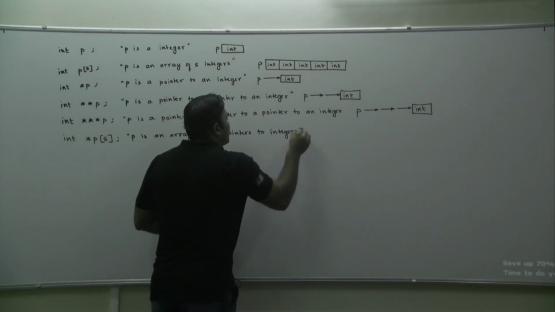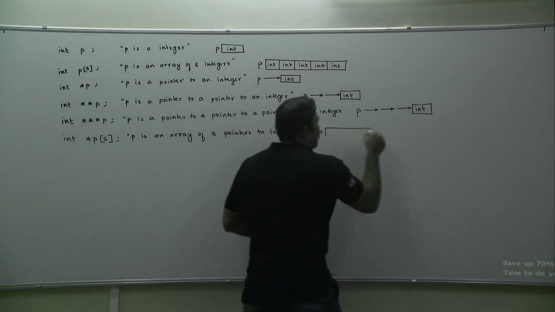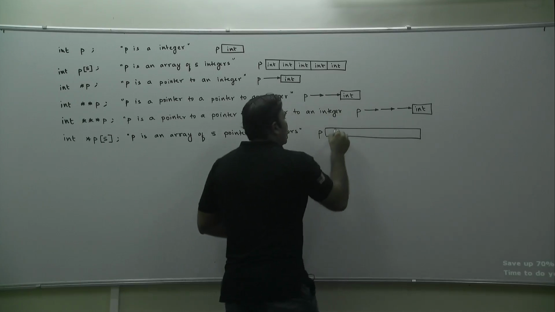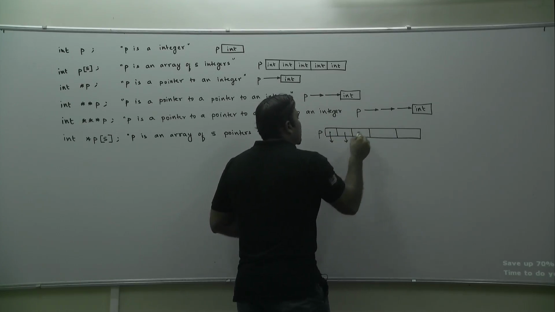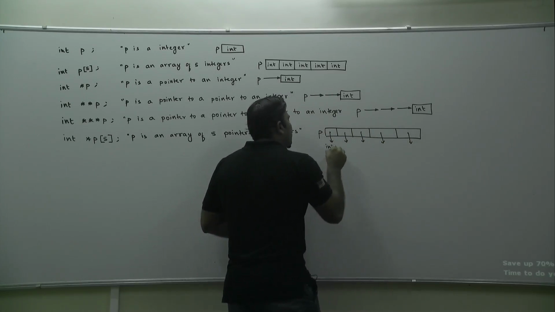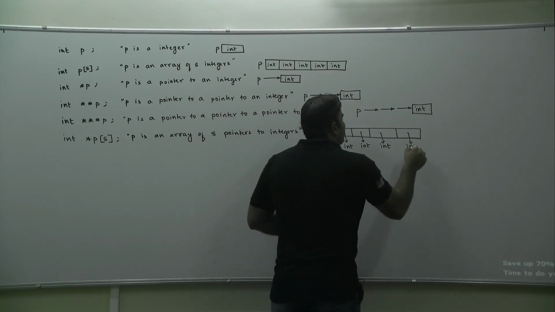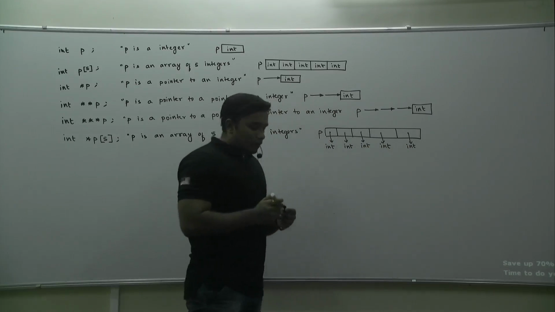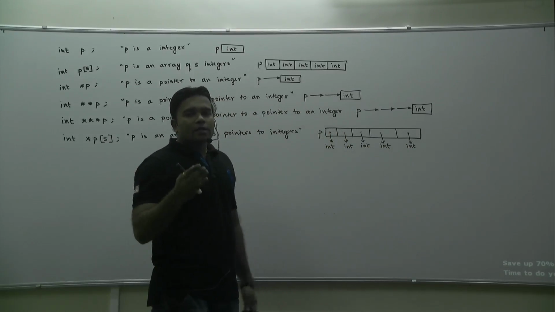Sir, pictorially how does it look, sir? You only see. P is an array of 5 pointers to integers. This is how it looks pictorially. When should we use this in programming, sir? Later I will tell you when to use it. But at least now the declaration you are reading.